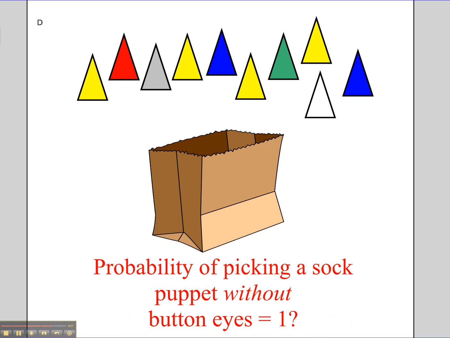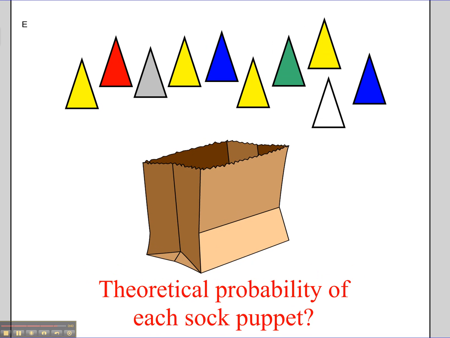Question D asks, why is the probability of picking a sock puppet without button eyes equal to 0? Well, the answer is, of course it's equal to 0 because there's no way you're not going to get one with button eyes. They all have button eyes.